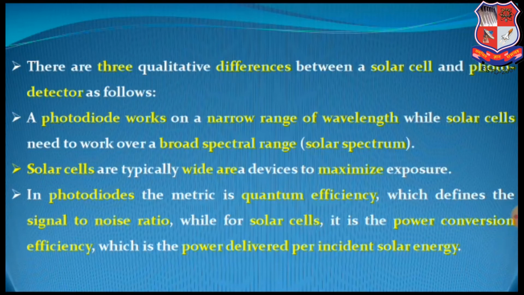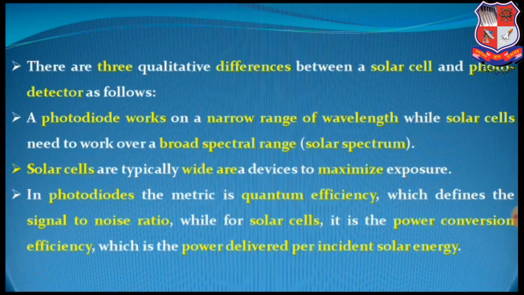Solar cells are typically wide area devices to maximize the exposure, so the maximum amount of light energy can be converted into voltage and electric current. So a wide area is occupied in the solar cell. In photodiodes, the regions in the front surface of the solar cell or photodetector have been prepared.